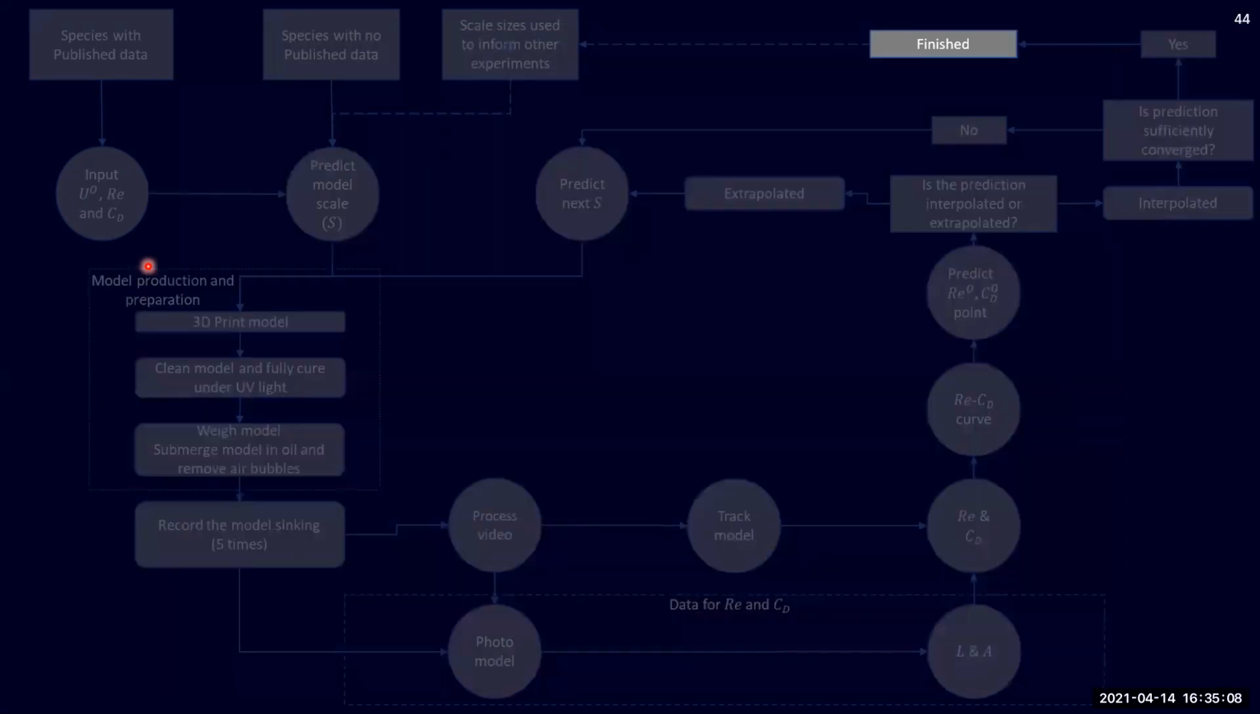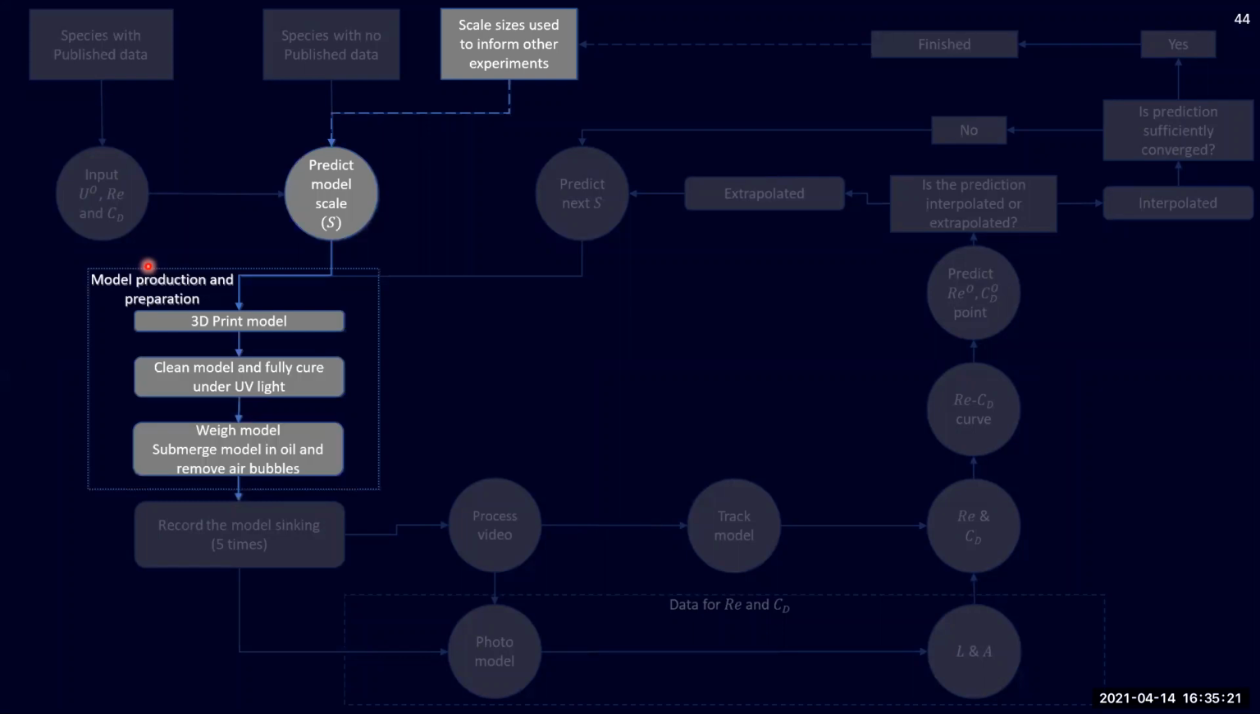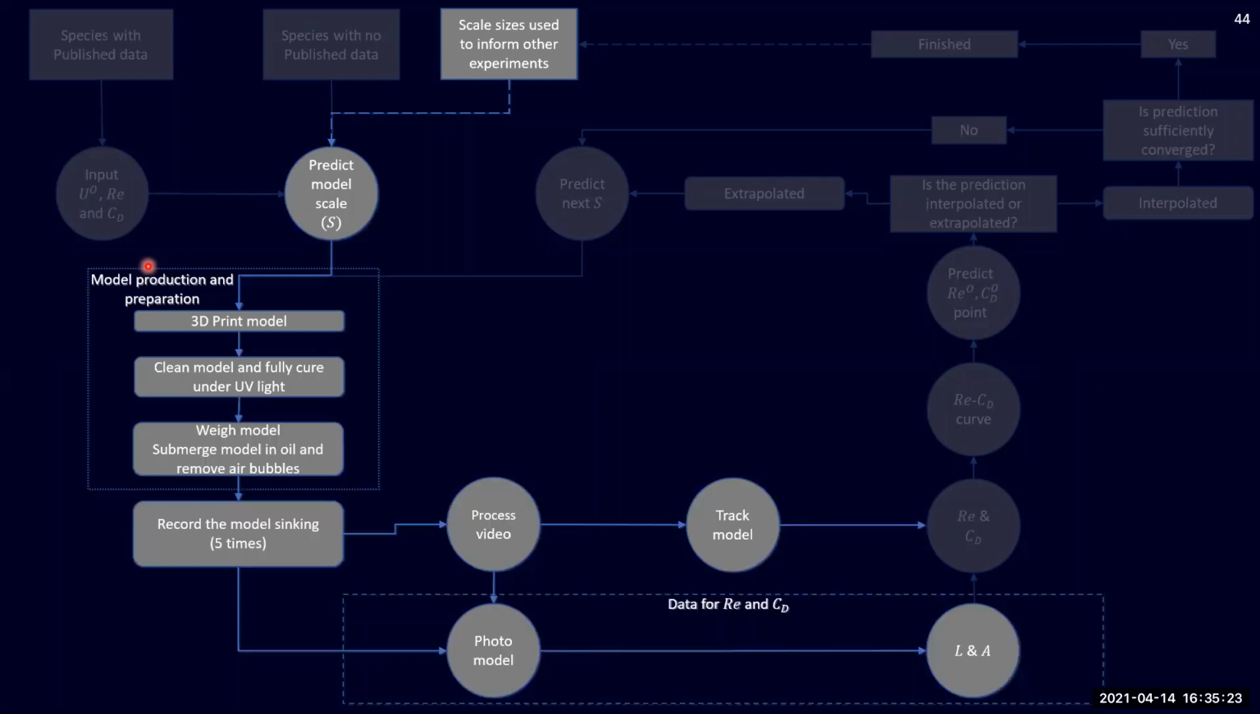Once that species is finished, I can use the scale size that I used for that specific species to inform the next species in the process. And then I go through the entire process again for every single species.